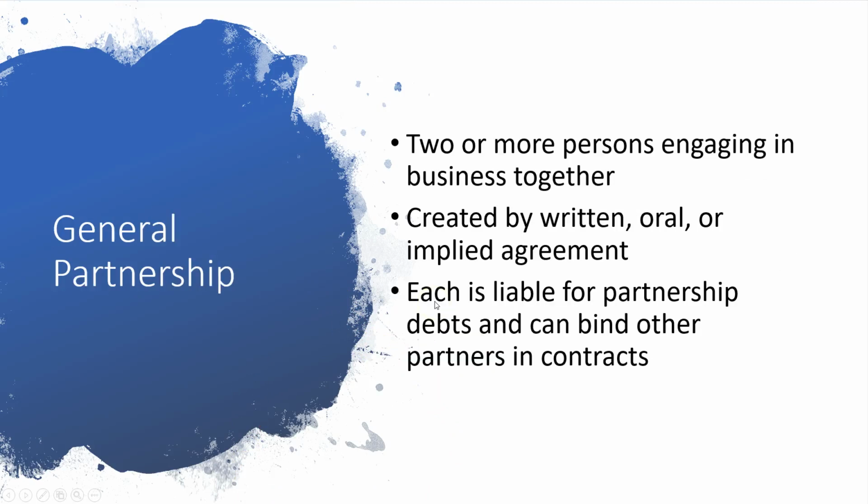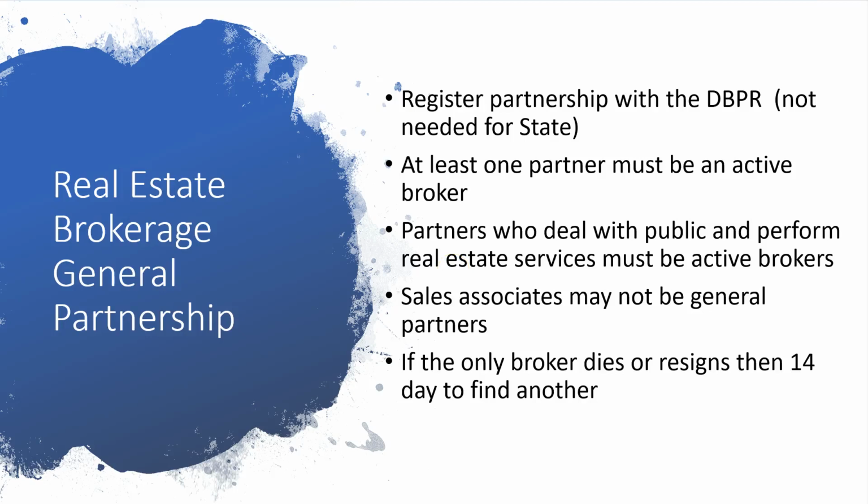A general partnership is 2 or more persons engaged in business together, and can be created by a written, oral, or implied agreement. Each is liable for partnership debts and can bind the others. This one also does not have to register with the state. Register the partnership with the DPR, not needed for the state. For a real estate brokerage general partnership, at least one partner must be an active broker. Partners who deal with the public and perform real estate services must also be active brokers. Sales associates may not be general partners. If the only broker dies or resigns, then you've got 14 days to find another.